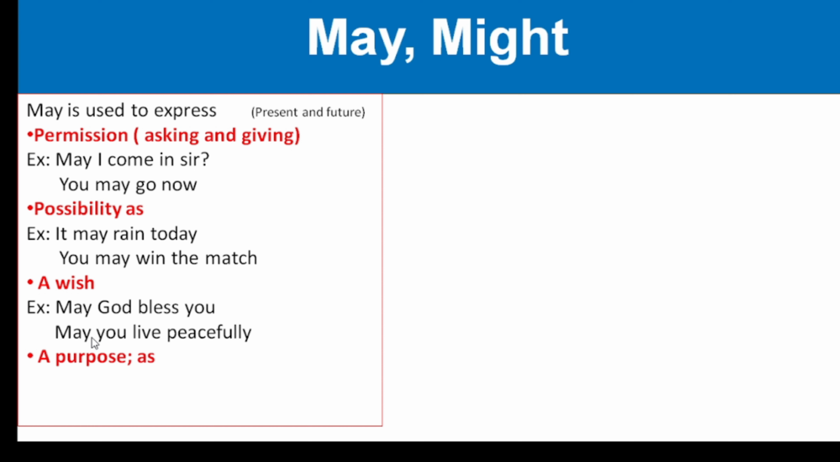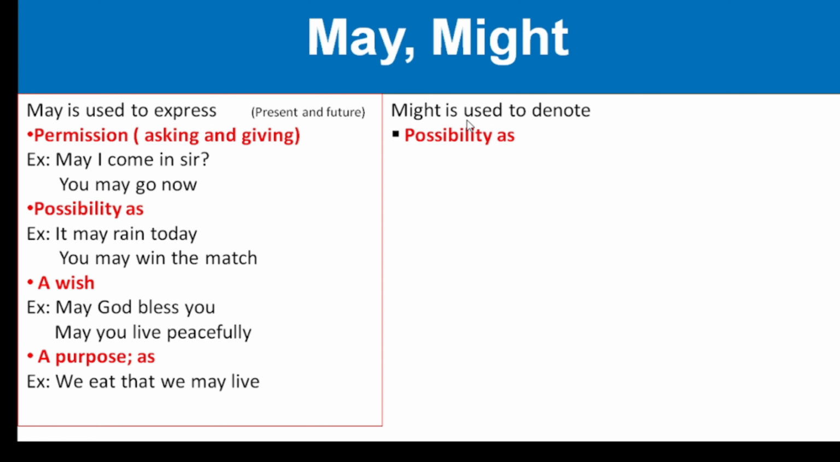For purpose also, how we can use may. We eat that we may live. So this is the purpose. Why are we eating? To live. So these are the uses and the functions of may. Coming to might. Might is used to denote possibility, as in you might reach there by night. So might also we use for possibility.